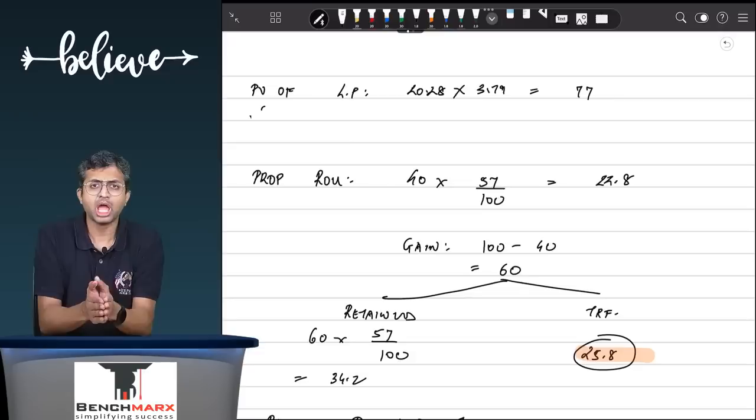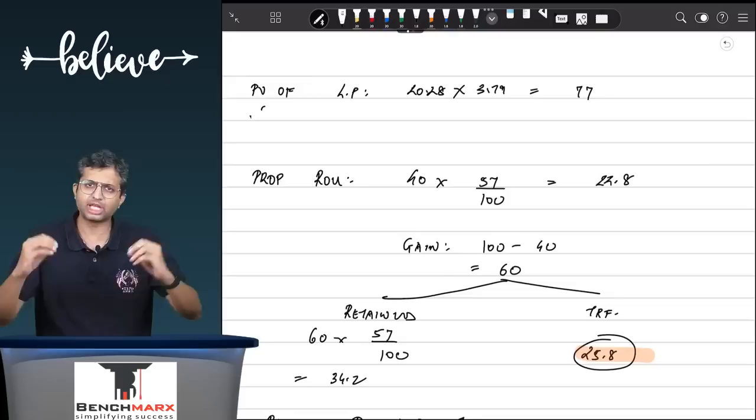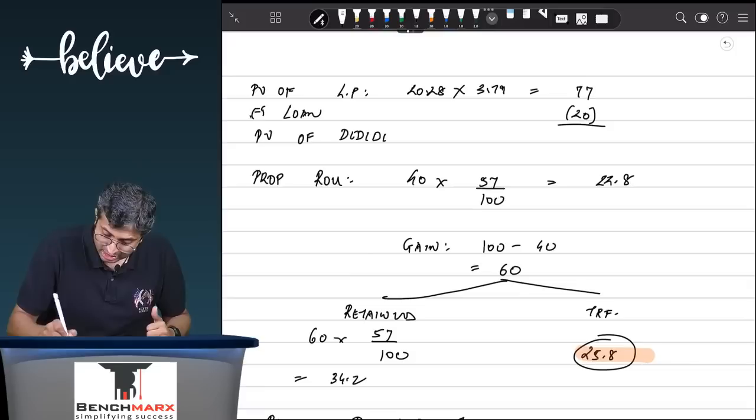However, if someone had told you that I am giving you a loan of 20, you have to repay the loan, you will repay the loan along with interest. If the person says you have to repay it today itself, well, then you will repay the entire 20. Then out of this, we are saying that in today's terms, 20 must be attributable to the loan. And hence, the remaining is attributable to the lease. So, the present value of dedicated lease payments would be, let us say, 57.